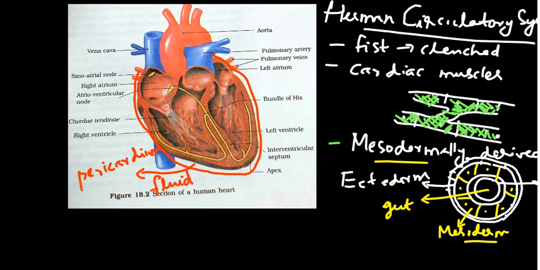Now our heart has 4 chambers. This is the right atrium, and here there is the left atrium, and this is the left ventricle, and then here we have the right ventricle. So like that, there are 4 chambers in the human heart.